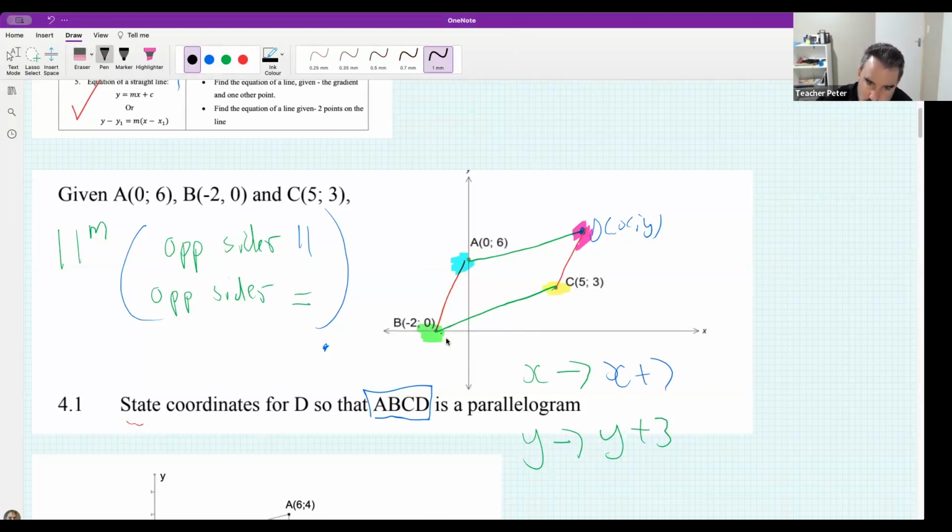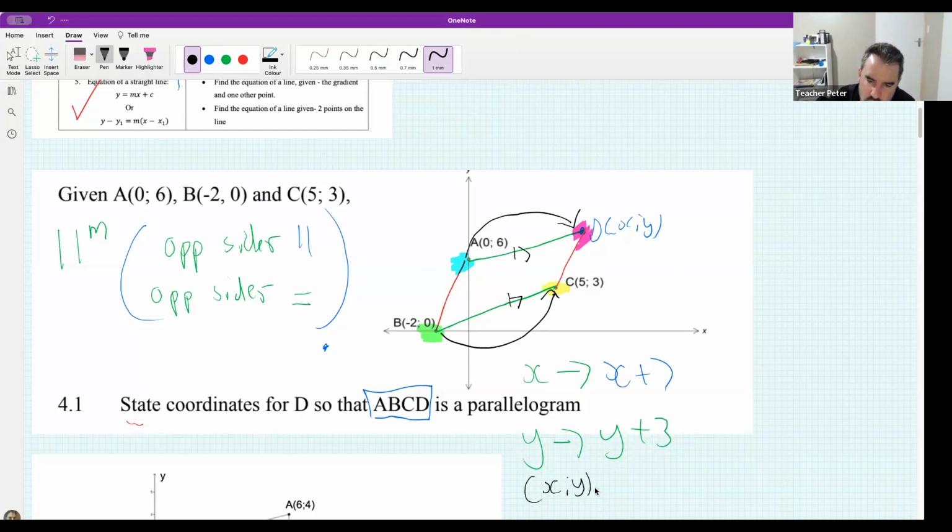But the good news is the journey from the green to the yellow is the same as the journey from the blue to the pink, because opposite sides are parallel and equal. So they had the same angle and they had the same distance. So how are we going to use this?